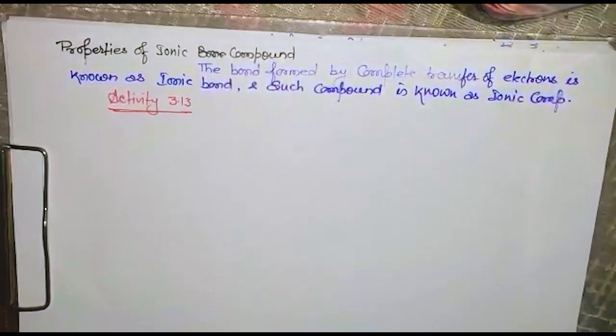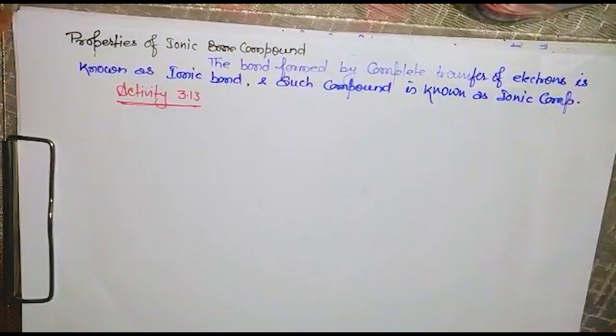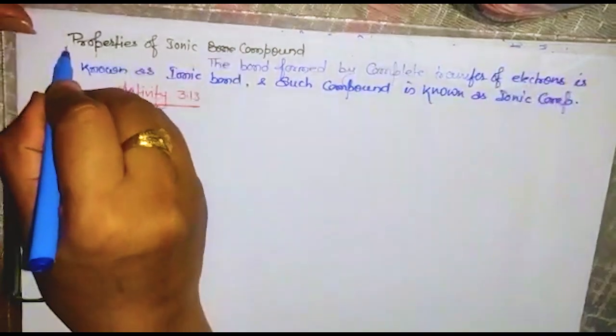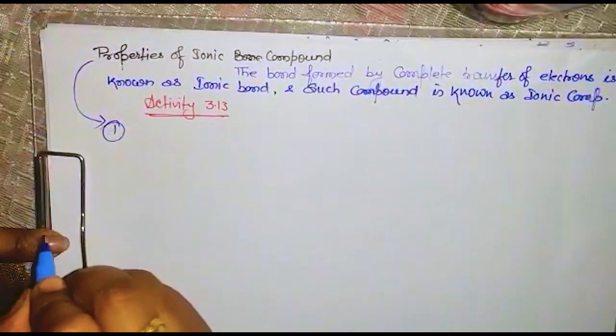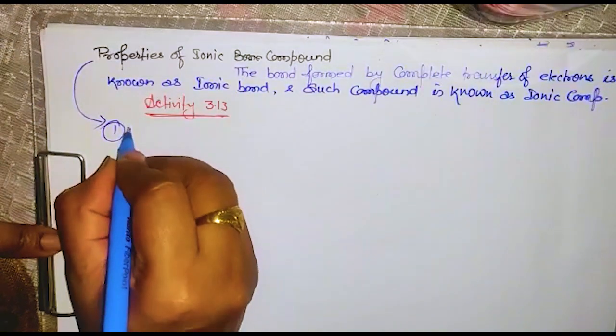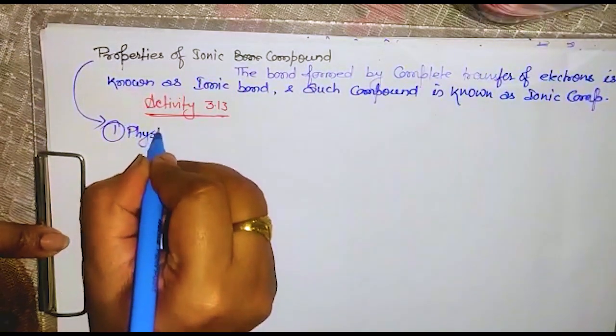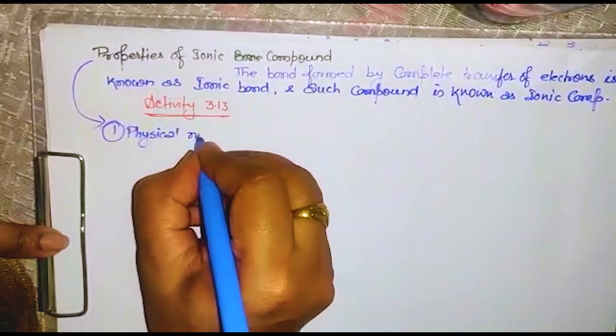Okay, so on the basis of all this experiment, we are going to conclude the properties of ionic compounds. So first property we get is the physical nature.